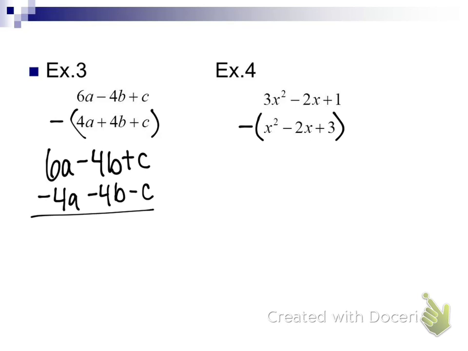Who can tell me what we get when we combine those? Kian? 2a minus 8b. Good. The c's would end up canceling out on this one. Plus c minus c cancels out. So we just have 2a minus 8b.